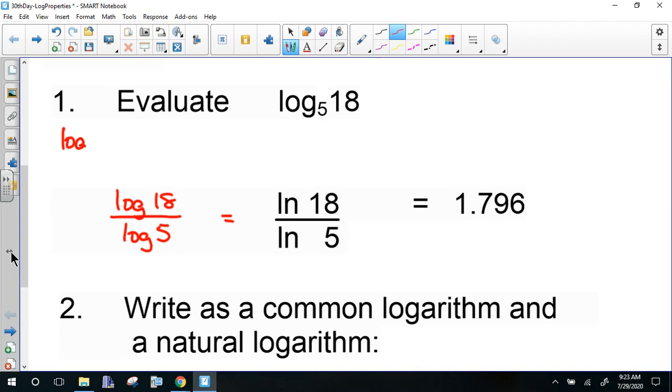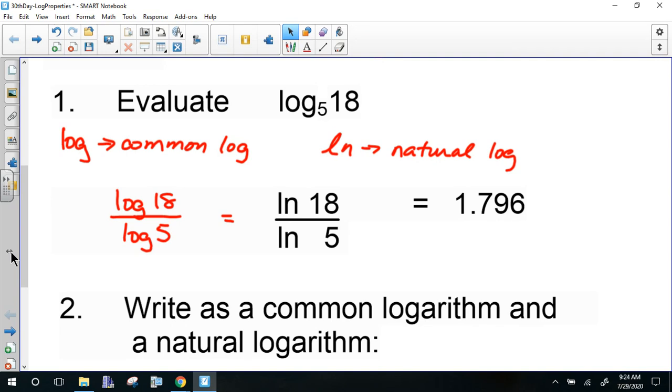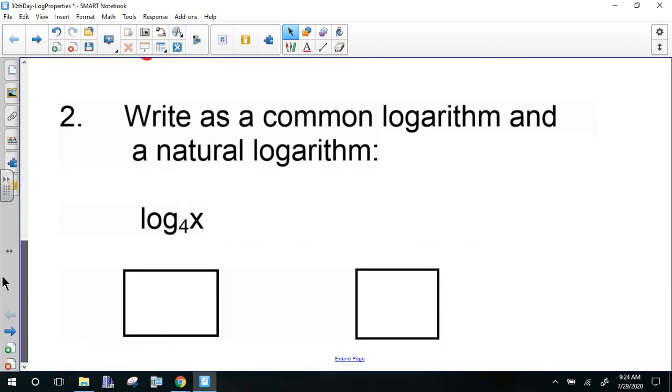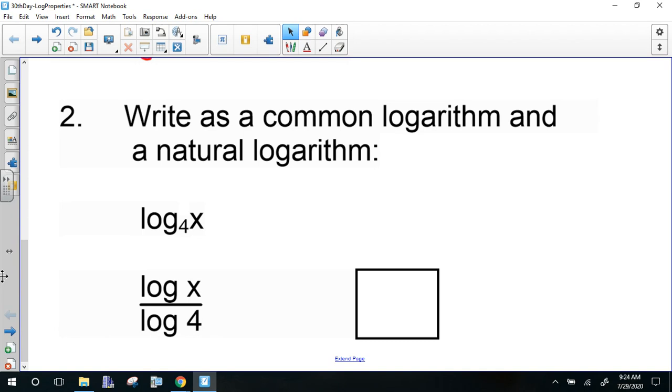The log is known as a common log, and the ln is natural log. So write as a common logarithm and a natural logarithm log base 4 of x. The common log would be log of x divided by log of 4. The natural log would be natural log of x divided by natural log of 4.